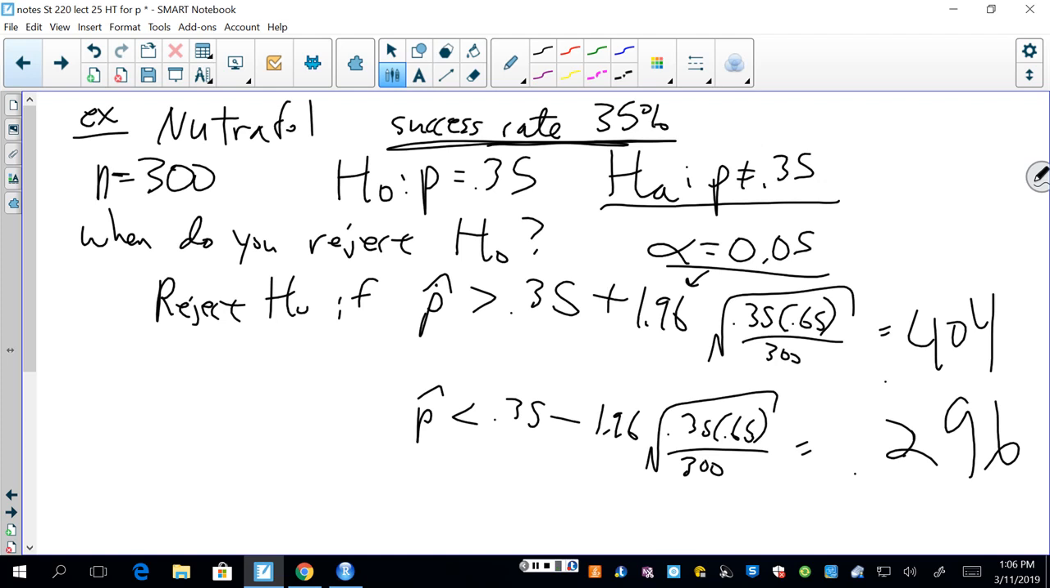So how do you find the 0.404 and 0.296? Is that different from what we did before in the other example? No, not really, it's the same thing. Because it's two-sided, we're using the 1.96, and then there's a standard error, and that's determined by the null value, the 0.35. So that would be the same type of determining the cutoffs.